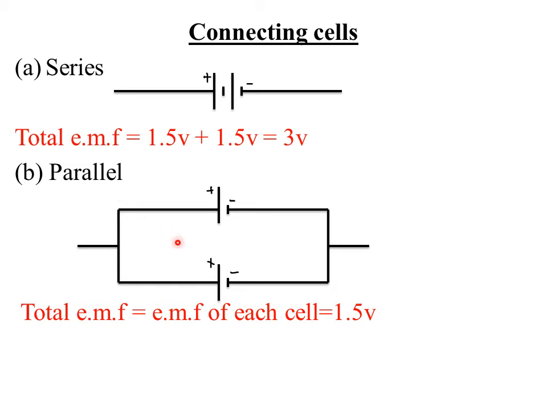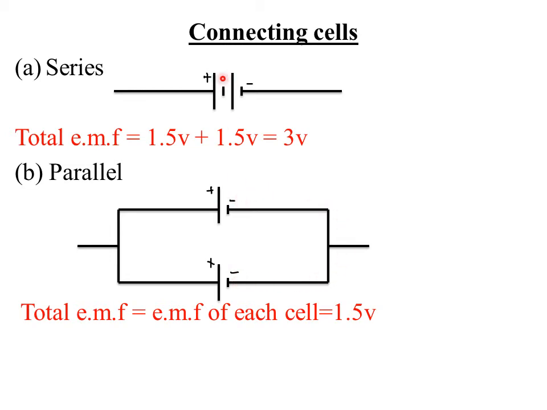Now, when do we say that 2 or more cells are connected in parallel? Cells are said to be connected in parallel when they are placed side by side, such that the positive terminals are joined together and the negative terminals are also joined together. So this is what we are saying. We have the positive terminal of this cell here. You can see it is connected to the positive terminal of the second cell. Then also we have the negative terminal of the first cell here connected to the negative terminal of the other cell.